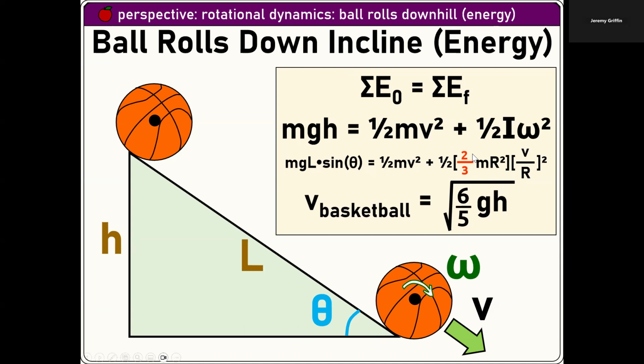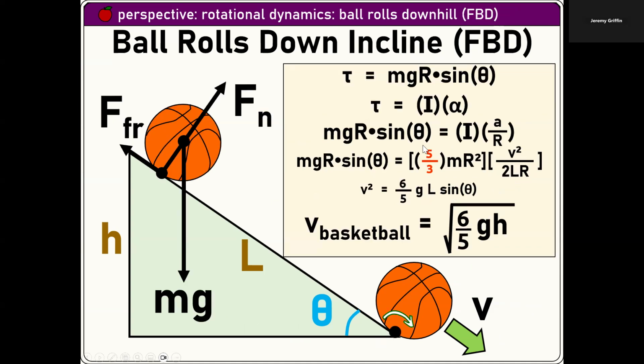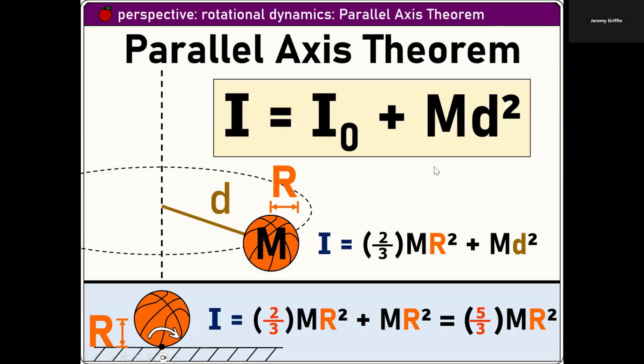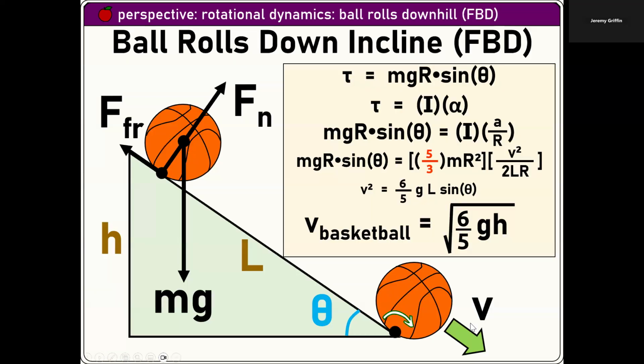But in the torque version, you have to consider it's rotating about this point down the bottom, and that's what's providing the torque. Hence, you have to apply the parallel axis theorem. Hence, this jumps from 2/3 to 5/3, which is in line with this slide right here, the ball rolling. So this more difficult way to solve it, they give the same answer.